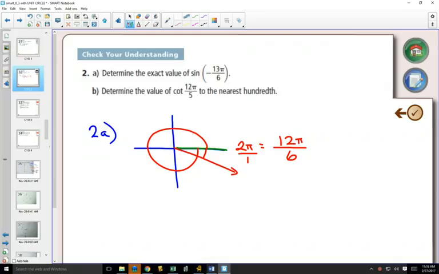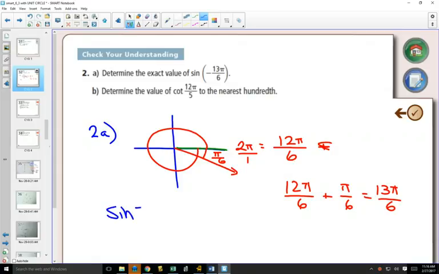In fact, how much more will I have to go? 12 pi over 6 plus 1 pi over 6 is 13 pi over 6. Well, that tells me that my reference angle right here is pi over 6. So this belongs to the pi over 6 family. And so again, with your pi plate, if you have your first quadrant memorized, if you have your families memorized, you'll know that sine of pi over 6 is 1/2. So that means sine of negative 13 pi over 6 will also be 1/2.